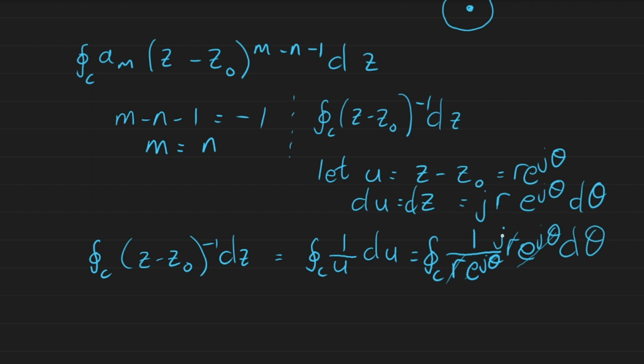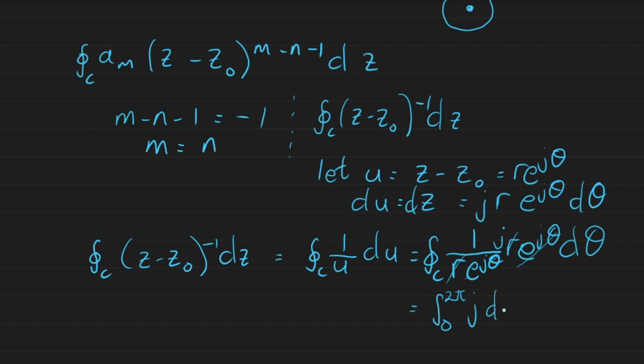I have the integral of j dθ, and now the integral around a closed curve. So we have a closed curve and we have θ. What are the integration bounds of a closed curve? The closed curve is just 0 to 2π. Remember that there are 2π radians in a circle, so one complete circle is just from 0 to 2π.